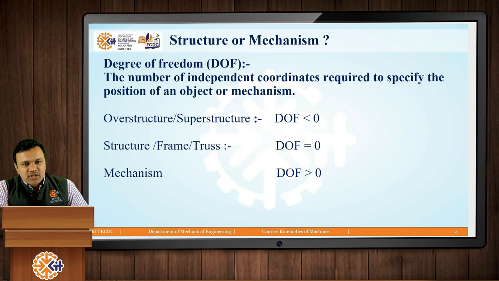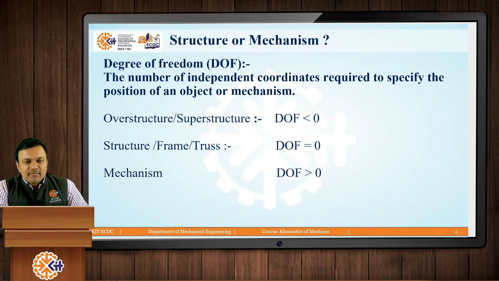Then talking about structure, it can also be called a frame, it can also be called a truss, which is used in your aeroplane structures. So in that, your degrees of freedom are restricted to 0. It should be 0, then and only then will it be called a structure.